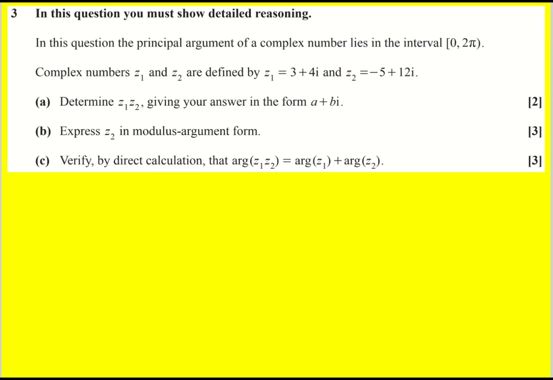We're told that the principal argument of a complex number lies in the interval 0 to 2 pi in this question, so we've got to use that. If you're not told it, you can use minus pi to pi instead, but here we have to always keep it positive. So just a reminder what this actually means.